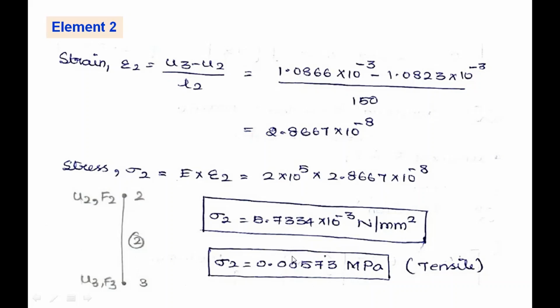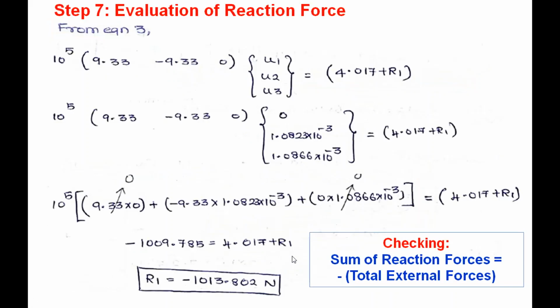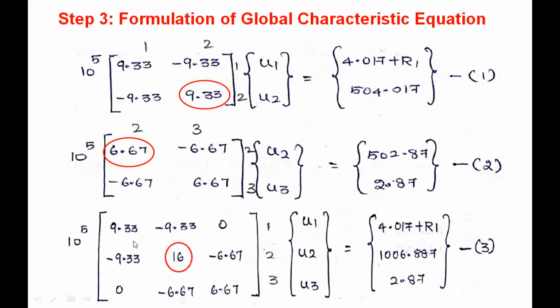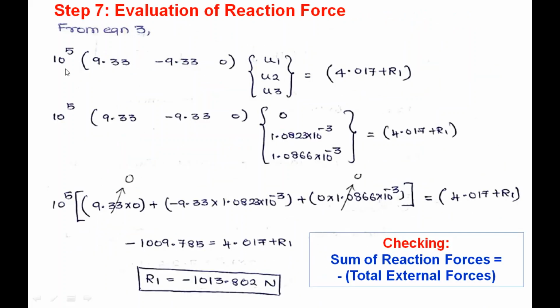Now after knowing the stress, we have to evaluate the support reaction. Next step, we evaluate the reaction force. How do we evaluate it? As we discussed in the last part, we consider the global characteristic equation. When you take the first row of the global characteristic equation and multiply with the displacements U1, U2, U3, you will get the right hand side 4.017 self-weight plus R1. By doing this, we can evaluate the reaction force.